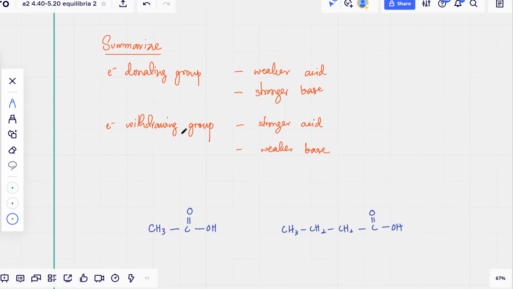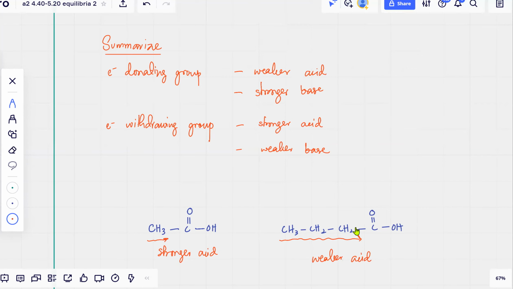This one has a bigger alkyl chain, so it has a bigger electron donating effect. This one has a smaller electron donating effect. If you have a bigger electron donating effect, it's going to become a weaker acid. So this one is going to be a weaker acid, whereas this one would relatively be a stronger acid.